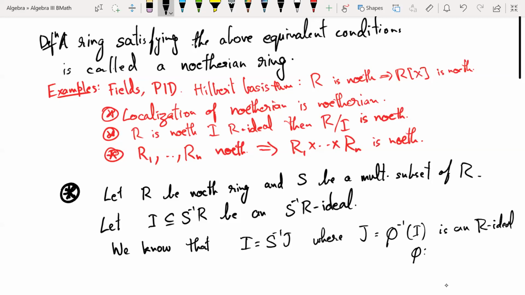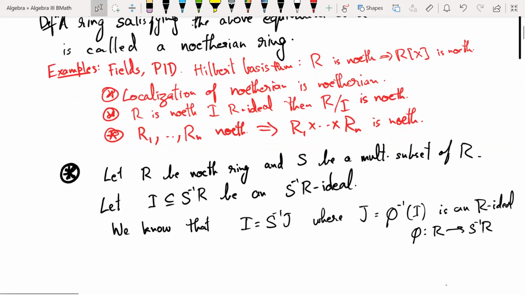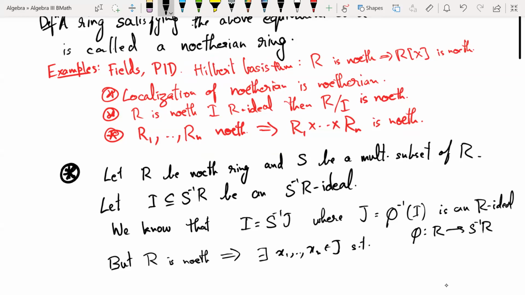And phi is the map, R is the natural localization map, R to S inverse R, going to R over 1. But since R is Noetherian, J is finitely generated. R Noetherian implies there exist x1 to xn in J such that J equals (x1, ..., xn).